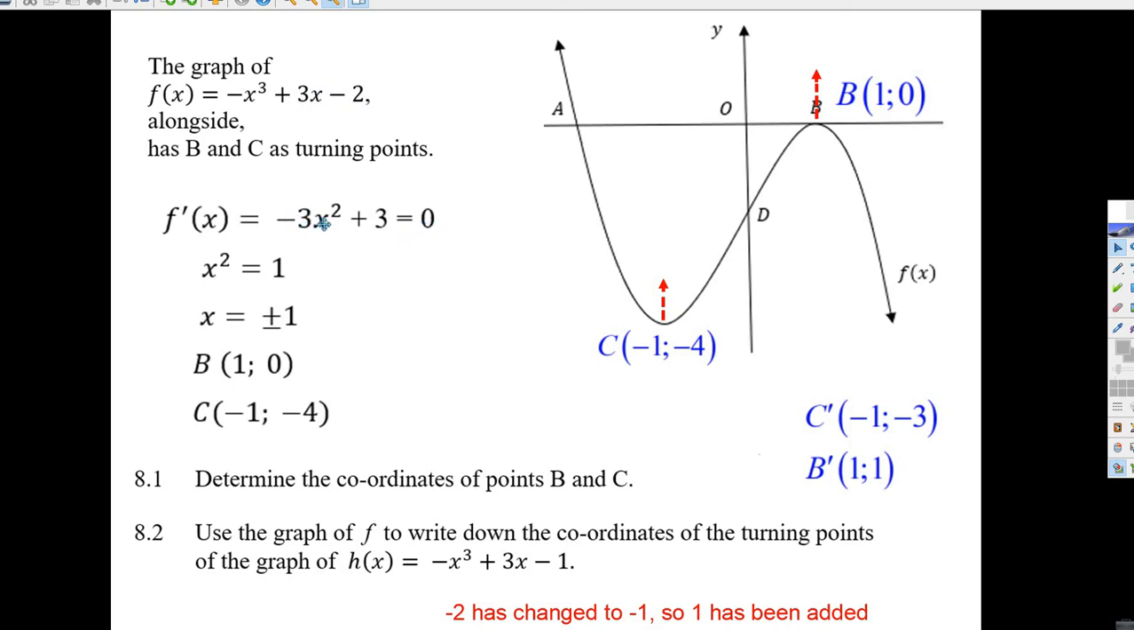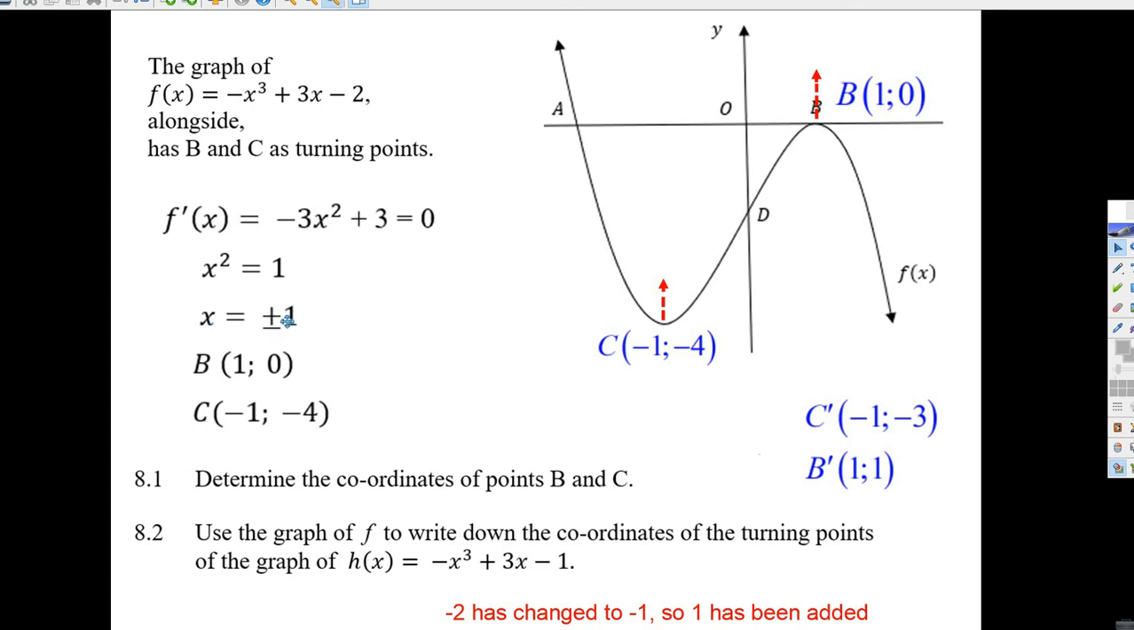So we have this problem, minus 3x squared plus 3 equals 0. What do we do? We add 3x squared to both sides, and we get 3x squared equals 3. Then divide by 3 and you'll get x squared equals 1. That's how they got x squared equals 1. Now take the square root of x squared, and 1 and minus 1 make it true.